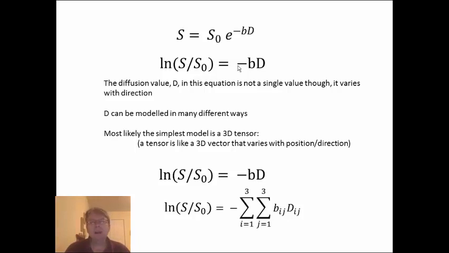And so we have to allow for the fact that the diffusion is different in different directions. So we can describe it a number of different ways. Probably the simplest way is to model it as a 3D tensor. A tensor is like a 3D vector that can vary with position and direction. And we can describe it as the equation at the bottom here, where our b times d, really we have to account for our different directions, x, y, z. Of course, the diffusion can be in any direction, but this is general enough. It describes the diffusion in 3D.